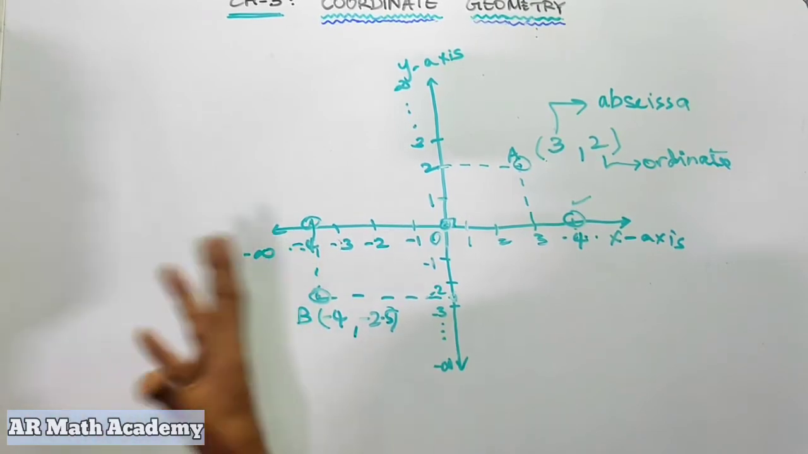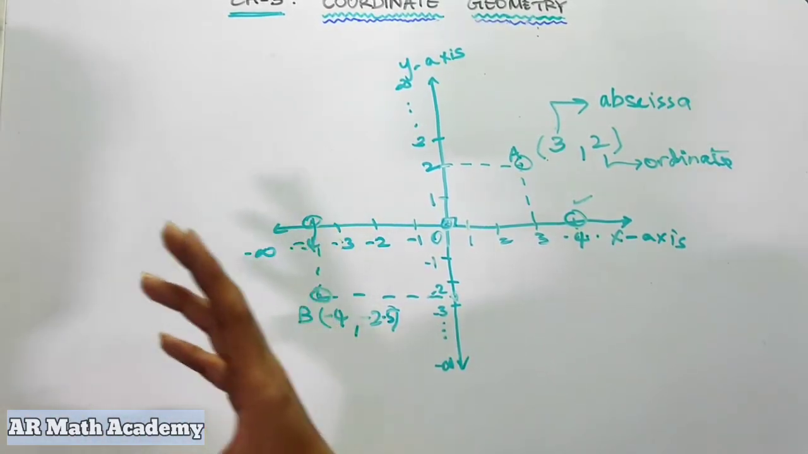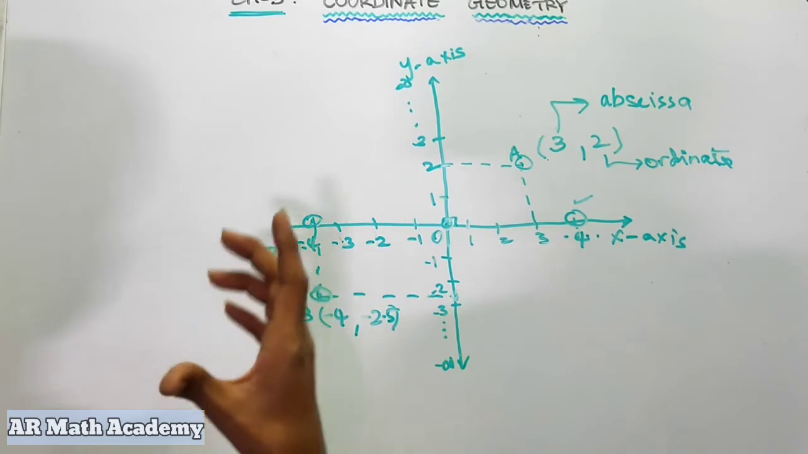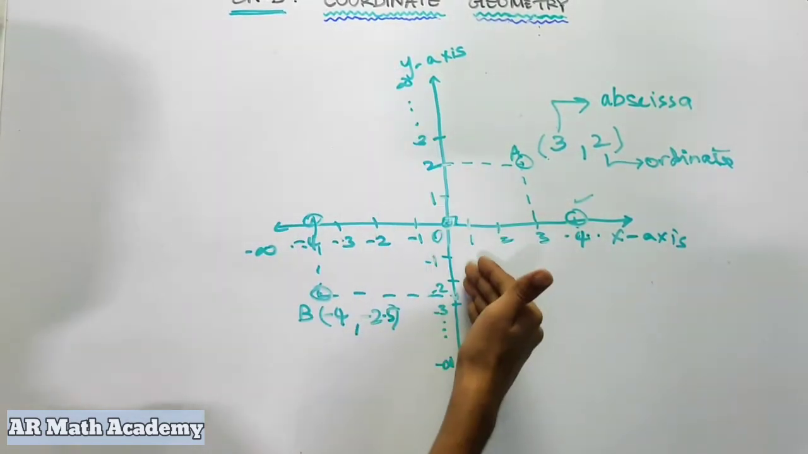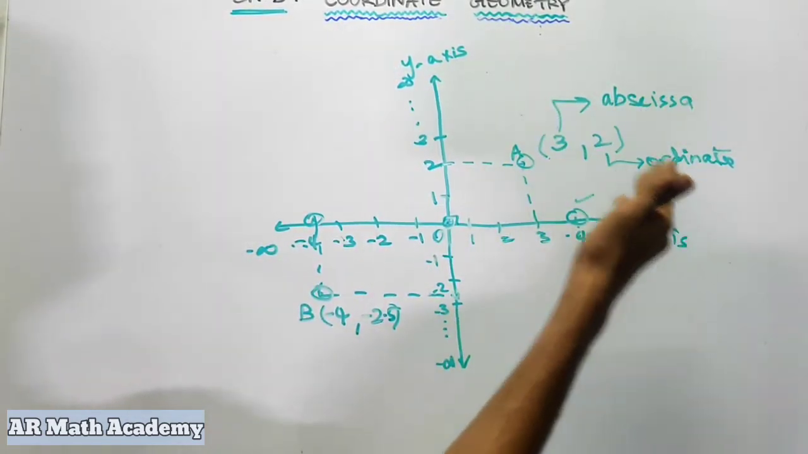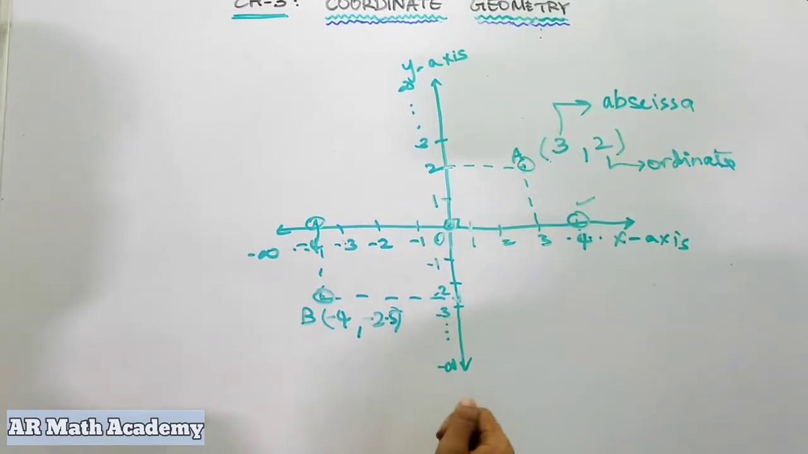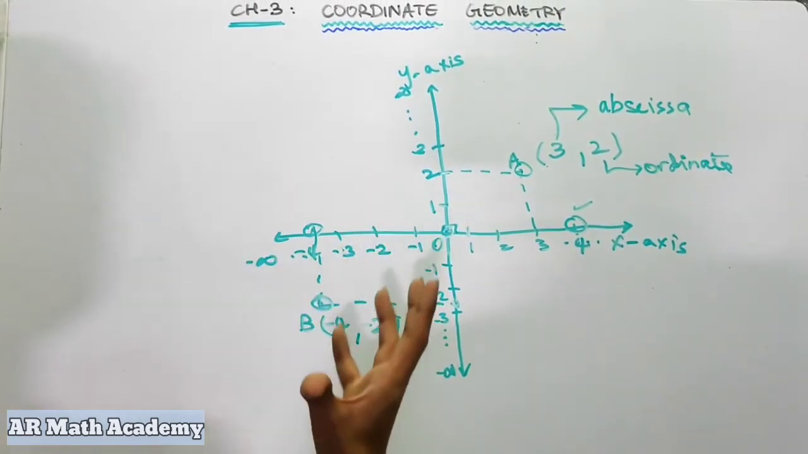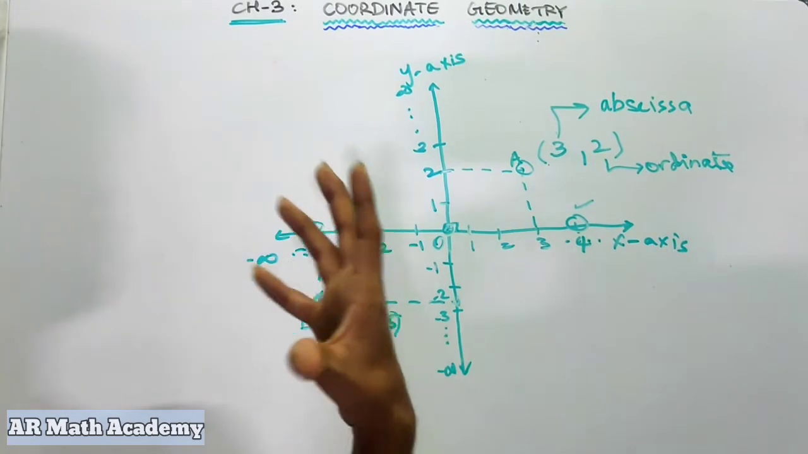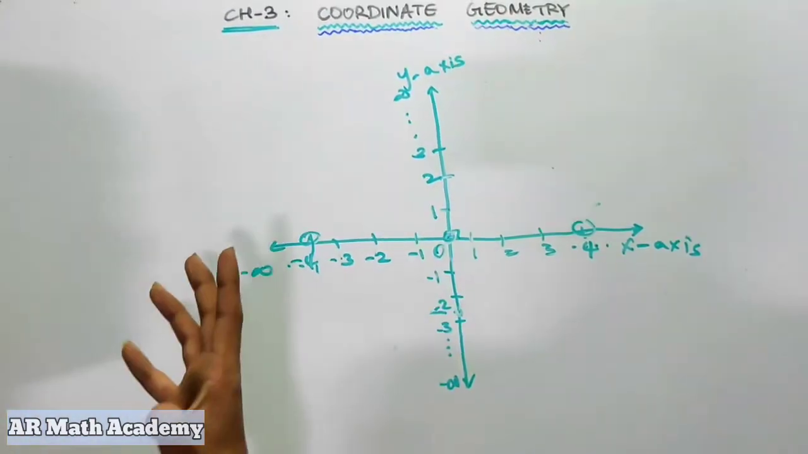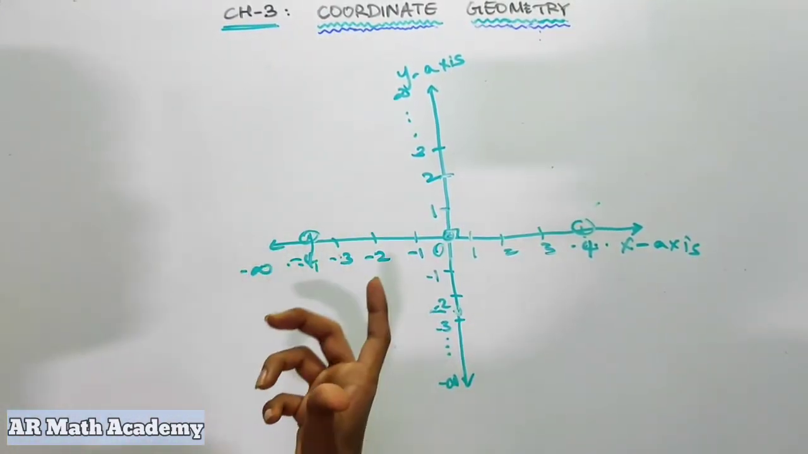Now we have seen the basic terms pertaining to the coordinate system, which are the x-axis, y-axis, the origin, and the abscissa as well as the ordinate, which are the x-coordinate as well as the y-coordinate. Now we will be seeing some properties or basic concepts of this coordinate system. There is something called a quadrant. Well, what is a quadrant?